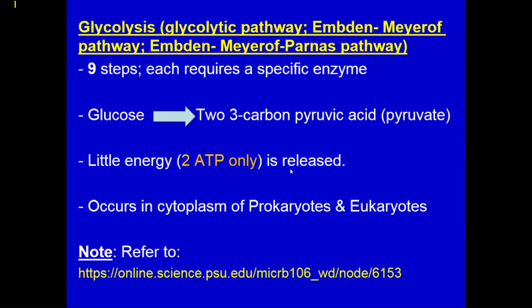And of course 2 ATP is not enough for the growth of microorganisms. We need more energy. Glycolysis can occur in prokaryotes like bacteria and in eukaryotes. If we are talking about eukaryotes, fungi are eukaryotes, human cells are eukaryotes, animal cells are eukaryotes.